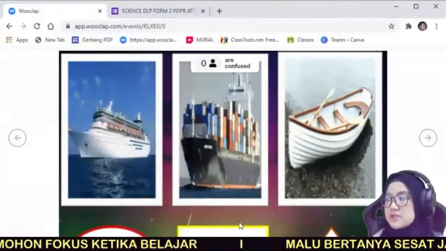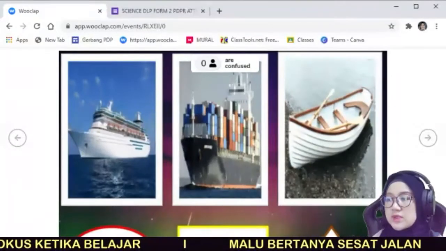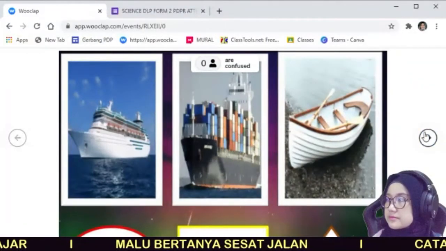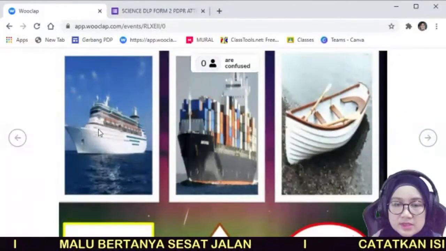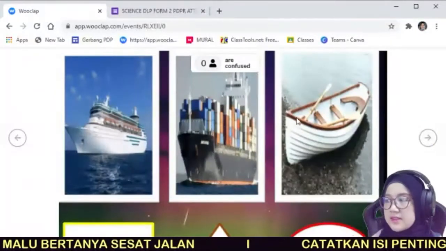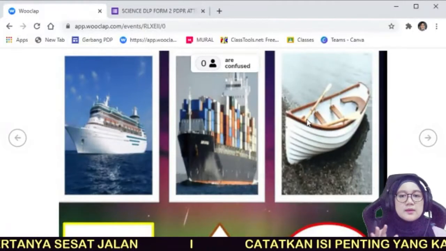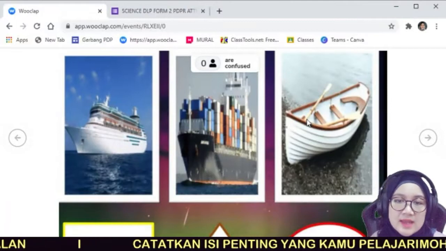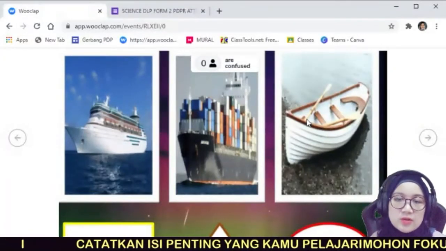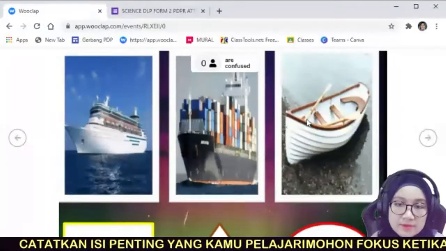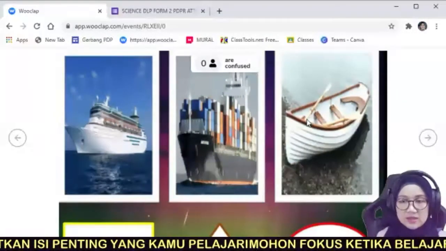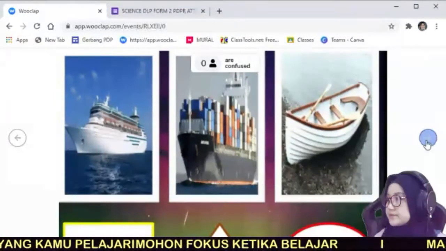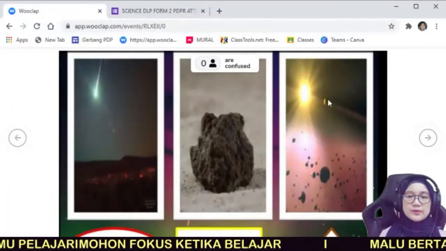So which one is boat? Which one is ship and which one is cruiser? Which one, guys? So this one is cruiser, this one is ship, and this one is boat. However, the shape of these three items is equally the same, but they have different sizes and also the distance that they can travel varies from each other. Same goes for meteoroid, meteor, and meteorite. So this is what we are going to discuss.